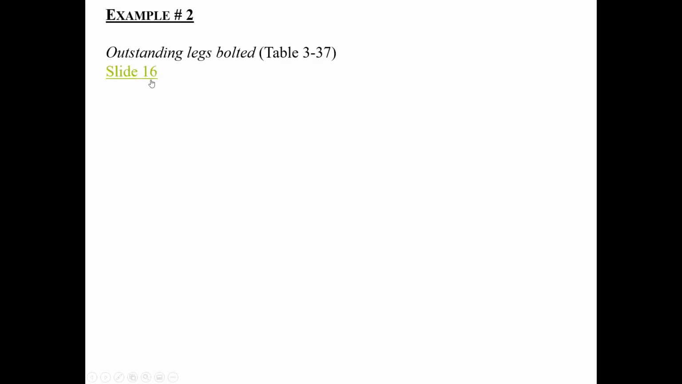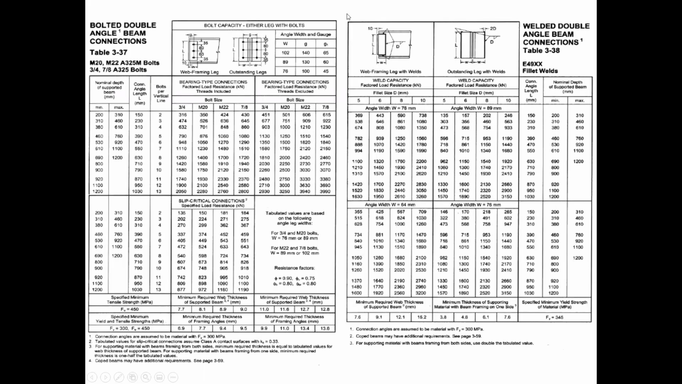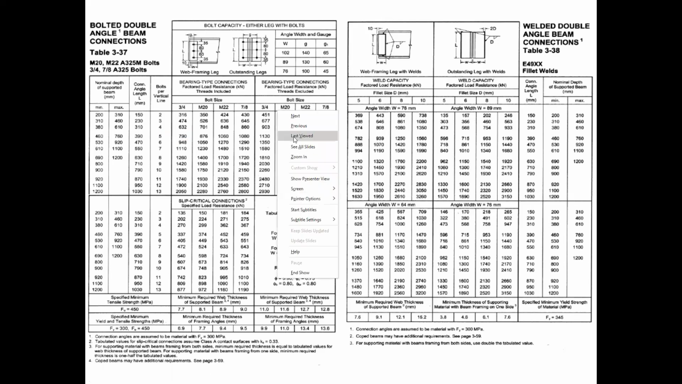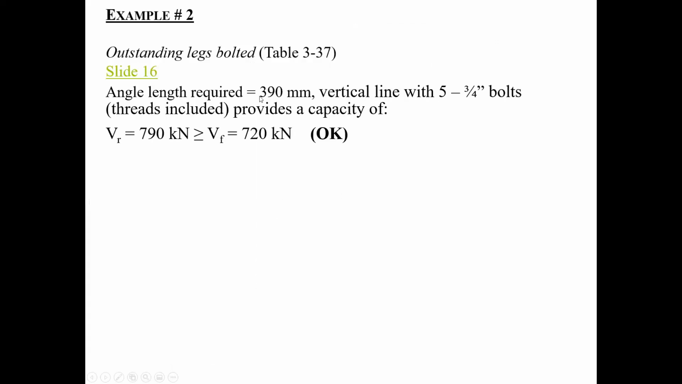Now, for the outstanding legs, okay? In other words, we are here on this side, the outstanding legs, and we said we had 310, I'm sorry, we had 390. So we wanted to use 3/4 inch bolts, and here we go. We have 5 bolts, 790, which is greater than our VF force. For 390mm, once you've established the length of the angle on one side, you have to use the same length on the other side. You just want to make sure that 5 3/4 inch bolts, the threads included, provides a capacity of 790. I need 720, I'm okay.